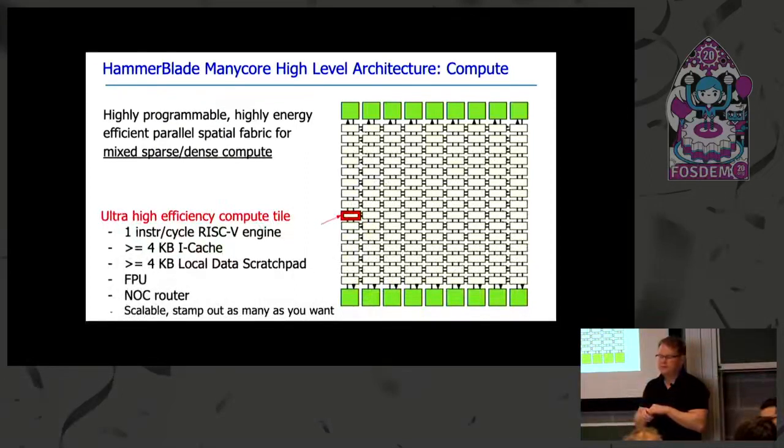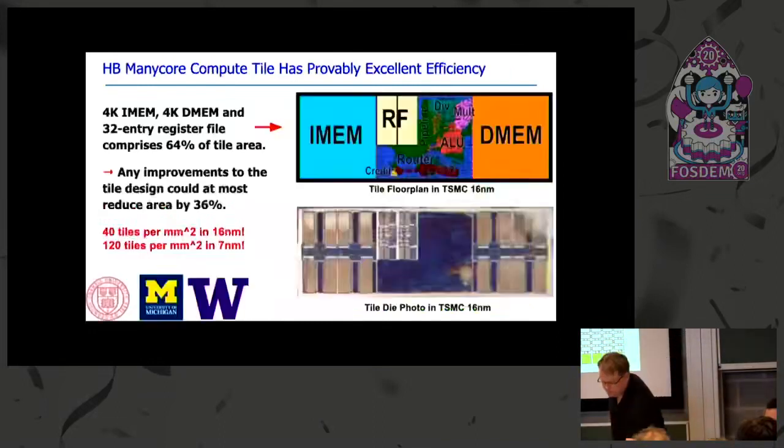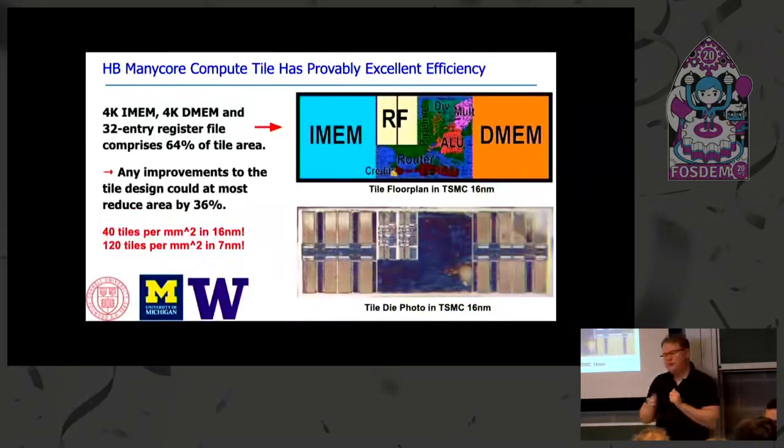It's a 1 instruction per cycle RISC V engine. And then each tile has an instruction cache and a local data scratch pad. And you can adjust the size of this, but generally you want it to be small, because the smaller it is, the more cores you can fit on the chip, right? So there's a trade-off there, and we'll show you how the architecture actually allows you to flexibly change that trade-off. Each core also has an FPU and then a little router to talk to the other cores. And then it's very scalable. You just stamp out as many cores as you want. If you have a silicon area, you just stamp them out until you fill up the area. So we have very good efficiency for the Manycore.